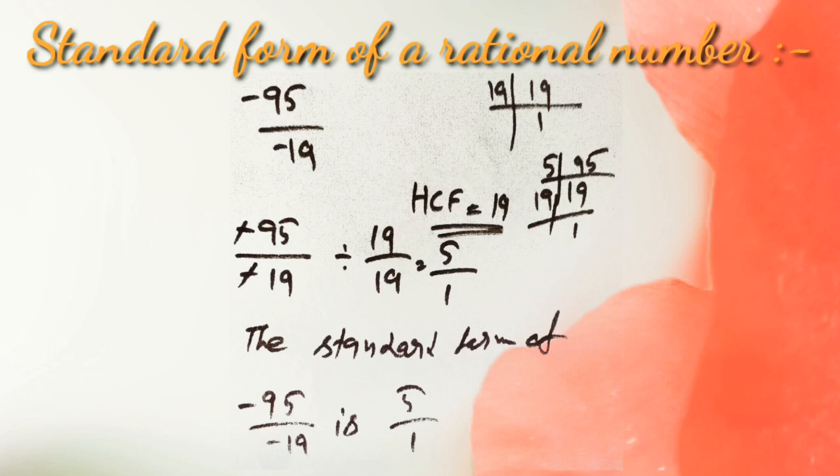So divide the rational number by 19. 95 over 19, divide by 19 over 19. 19 से divide करोगे 95 को, आपके पास आएगा आंसर 5 over 1. Now the standard form of minus 95 over minus 19 is 5 over 1. This is the standard form of a rational number.